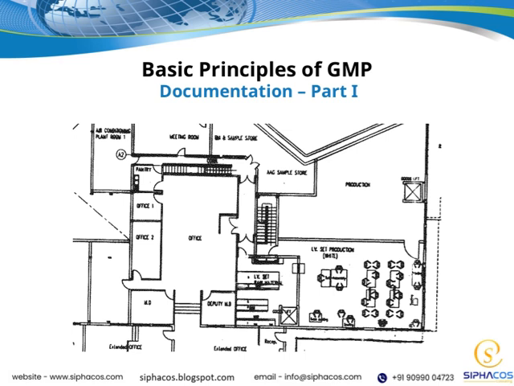Part I documentation is a fundamental aspect because it ensures that every step of the manufacturing process is recorded accurately. This way, we can trace back what was done, when it was done, and by whom. It's all about maintaining transparency and accountability. Good documentation practices help prevent errors, ensure consistency, and support compliance with regulatory standards. Remember, clear and precise records are essential not only for quality control, but also for audits and inspections. So, in essence, proper documentation is the backbone of good manufacturing practices, helping us to uphold product integrity and patient safety.